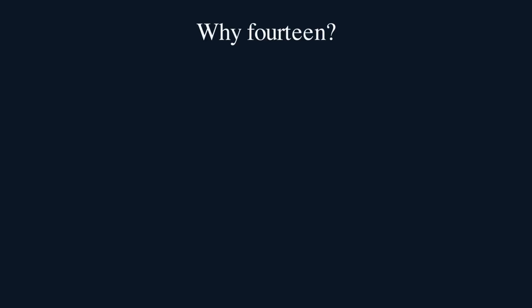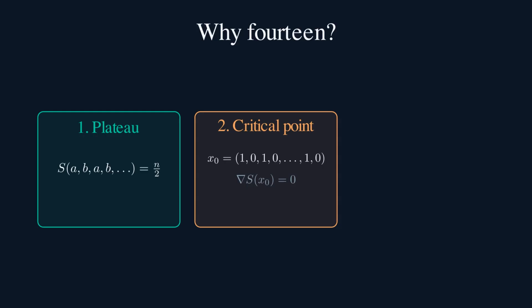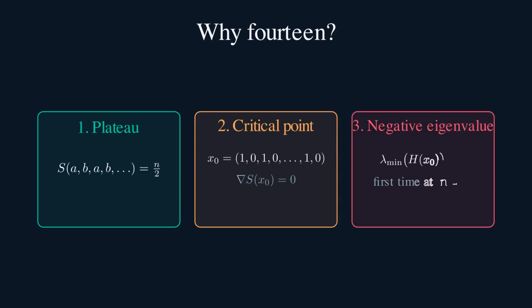So why 14? The answer has three pieces. A flat surface of configurations where S is exactly n over 2. A point on the edge of that surface where the gradient vanishes. And a Hessian eigenvalue that becomes negative at n equals 14. Each piece alone is harmless. Together, they open a way down.